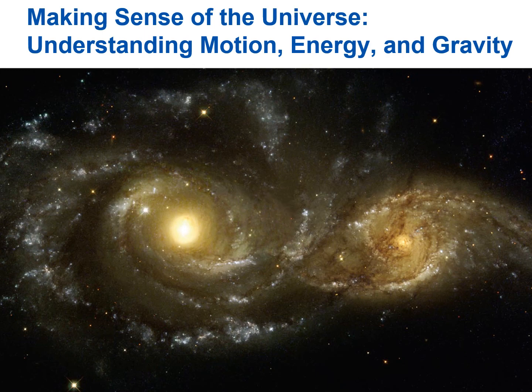Chapter 4 is called Making Sense of the Universe, Understanding Motion, Energy, and Gravity. The picture you're looking at is of two galaxies, and so they are comparable. They're like the Milky Way galaxy. They are both spiral galaxies. Now, interestingly, they are gravitationally bound to each other, and as they've come together very slowly over the course of a few 100 million years, they actually start to warp and change each other's shape gravitationally.